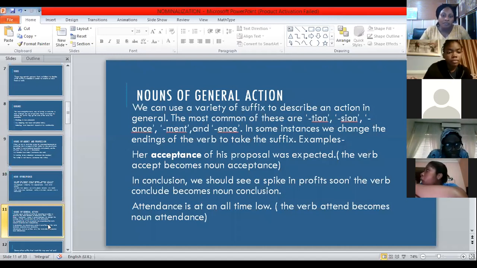Example: our acceptance of his proposal was expected. The verb accept becomes the noun acceptance. From the noun, you can infer what the verb was before.